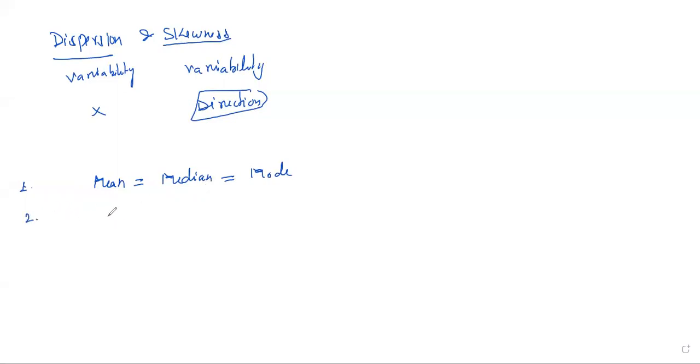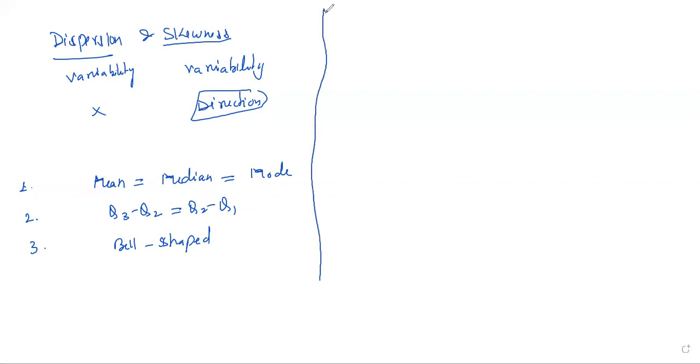Second, quartiles should be equidistant from the median. So this must be equal for symmetric data. And if this is not, then the data is called asymmetric. Third point, when the data are plotted on a graph, then they give the normal bell-shaped curve. If it is a bell-shaped curve, then we say that it is symmetric data, else no. So there were some measures on the basis of which we check whether it is skewed or not.